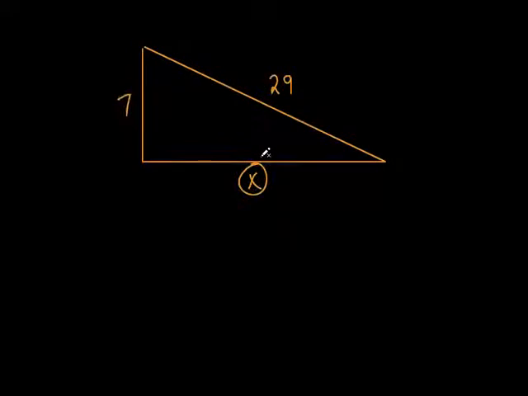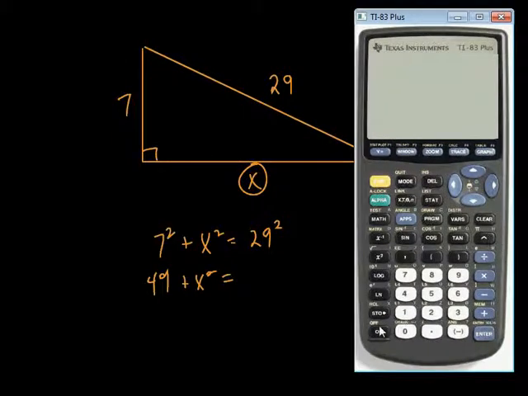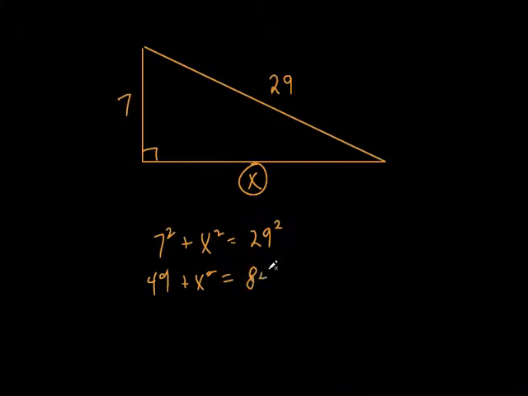This is not one of our Pythagorean triples, so I just have to do the Pythagorean theorem. You need to do that, it's a right triangle. So watch what I'm going to do. I'm going to go 7 squared plus x squared equals 29 squared. Okay? And this is what? 49 plus x squared equals, I have no idea what 29 squared is. Let's try that. 29 squared is 841, okay?